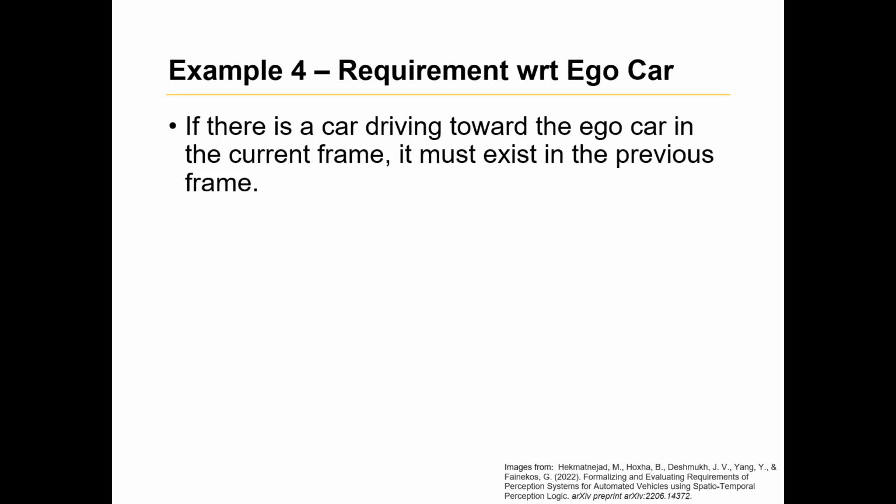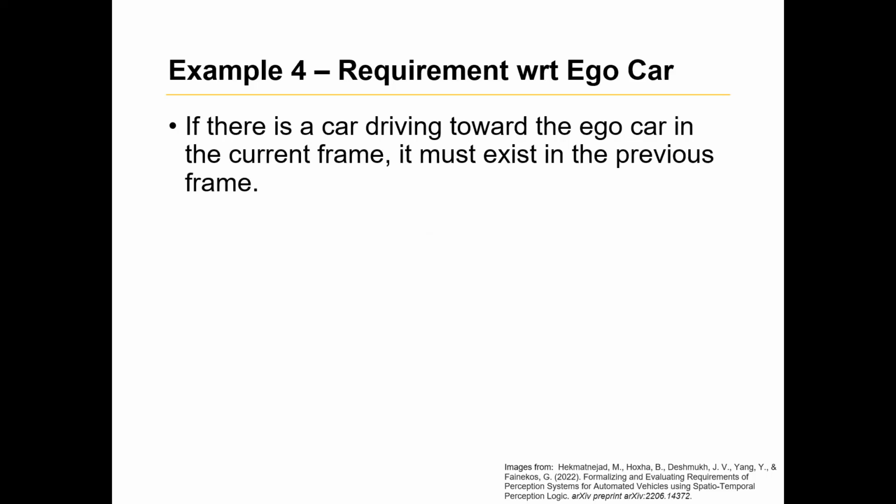Some pretty cool practical requirements. This one says that if there's a car driving towards the ego car in the current frame, so if you have a car approaching, I'm basically performing verification in my surroundings. I'm performing perception in my surroundings. If I see that a car is approaching me, it must exist in the previous frame.